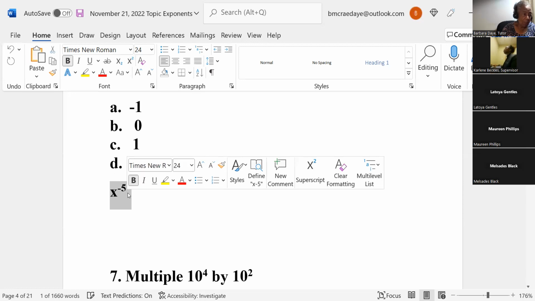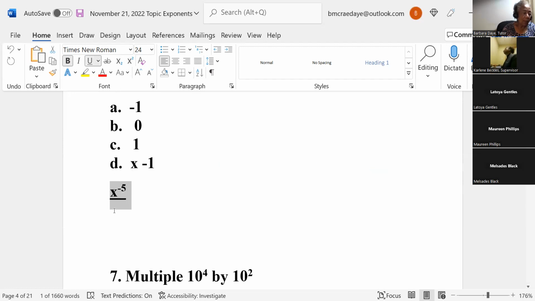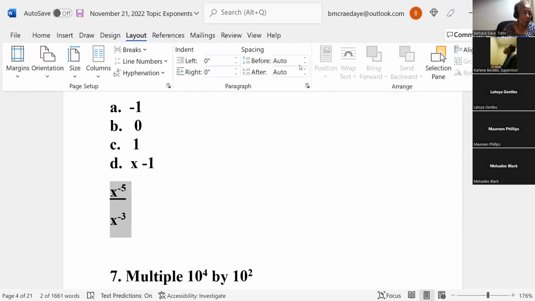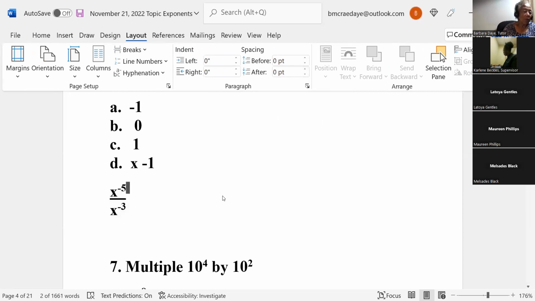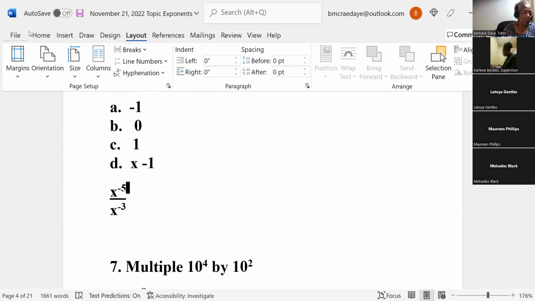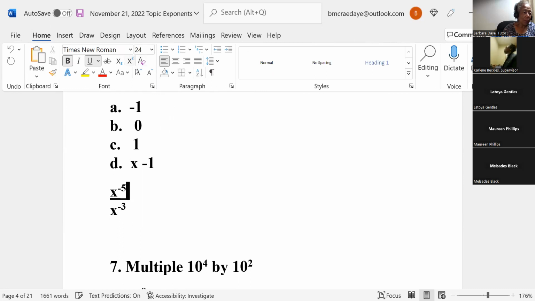So x to the 5, let's just underline that. And that's divided by x to the what? Negative 3. Okay, negative 3. And let's just put this closer. That's a division. Okay. So x to the negative 5 divided by, so we're doing this first one, the division. So what would that be equal to, Mercedes? What's the rule for when you're dividing powers? What do you do to the powers?